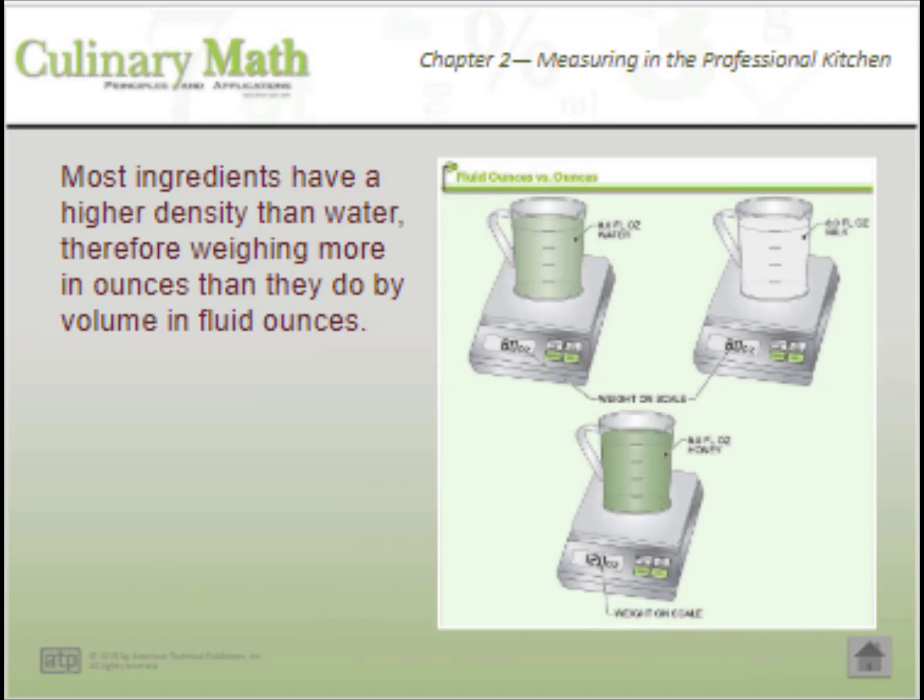For example, 8 fluid ounces of honey actually weighs 12 ounces. The reason that 8 fluid ounces of honey weighs more than 8 ounces is that honey has a higher density than water.